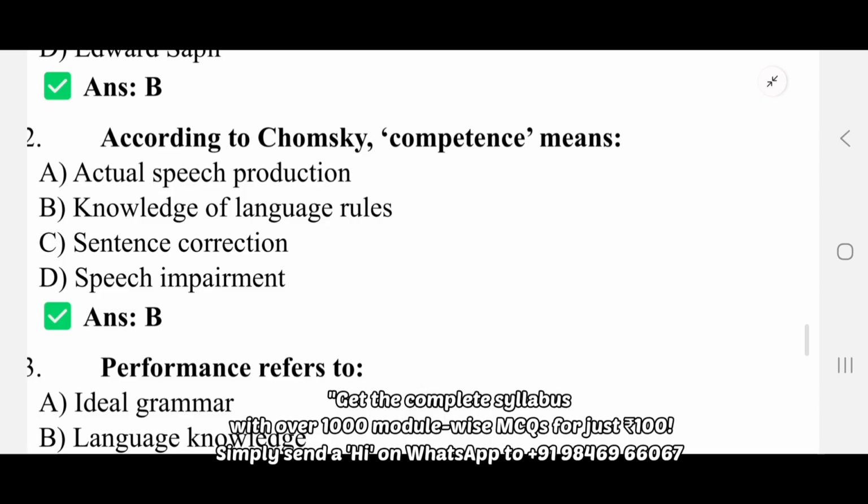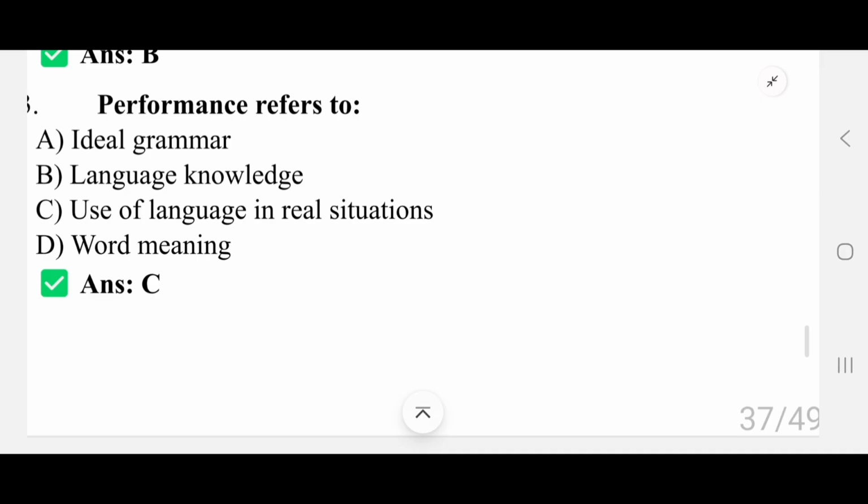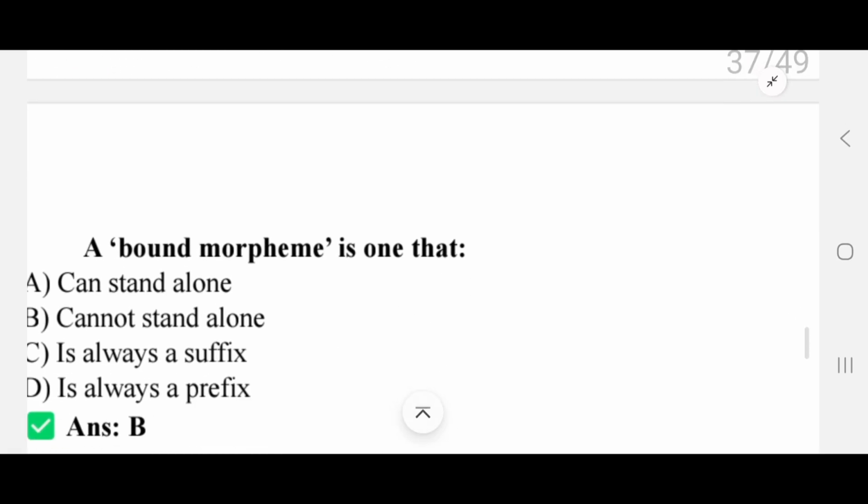Actual speech production, knowledge of language rules, sentence correction, speech impairment. So option B, knowledge of language rules, is the correct answer. Performance refers to ideal grammar, language knowledge, use of language in real situation, word meaning. Option C, use of language in real situation is the right answer.